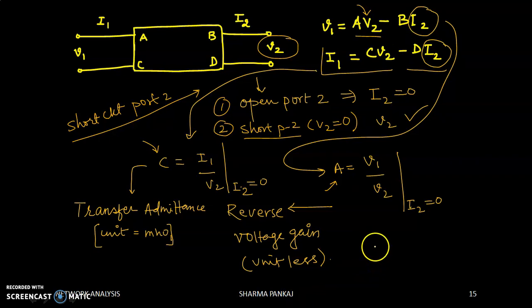So from equation number 1, B is equal to minus V1 upon I2 under the condition V2 is equal to 0. That is short circuit. This is called transfer impedance. Why impedance? See the ratio V upon I. V upon I is always impedance. So it is called transfer impedance.